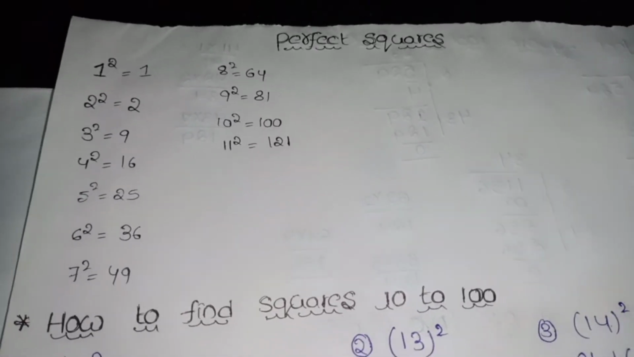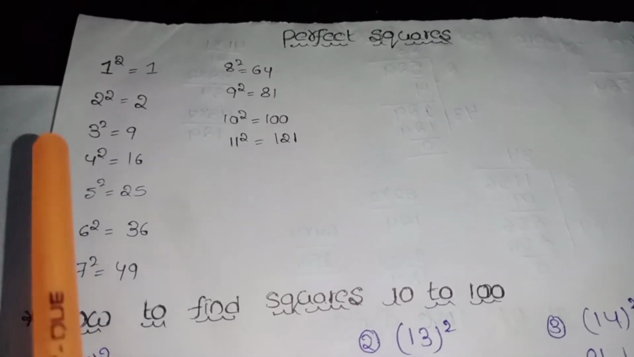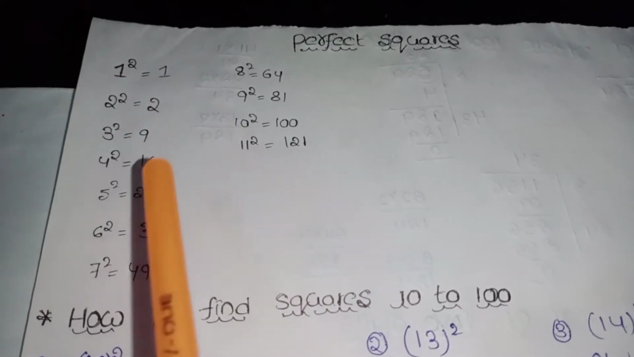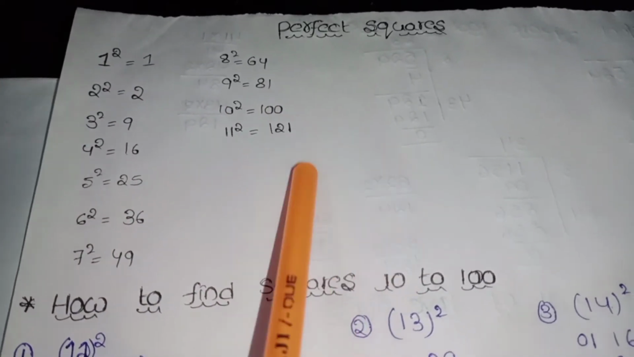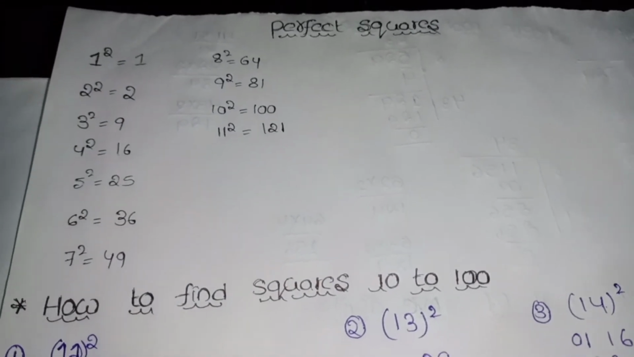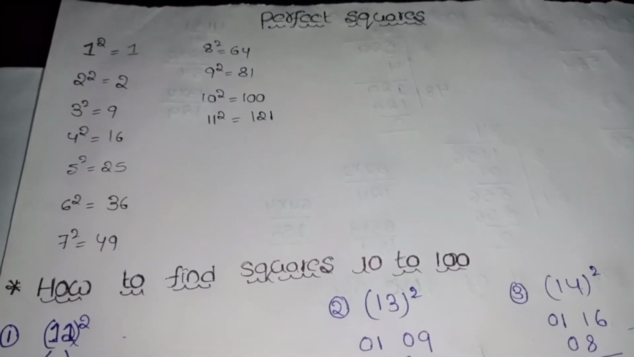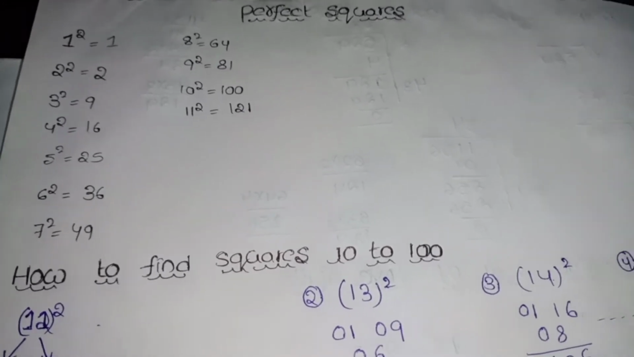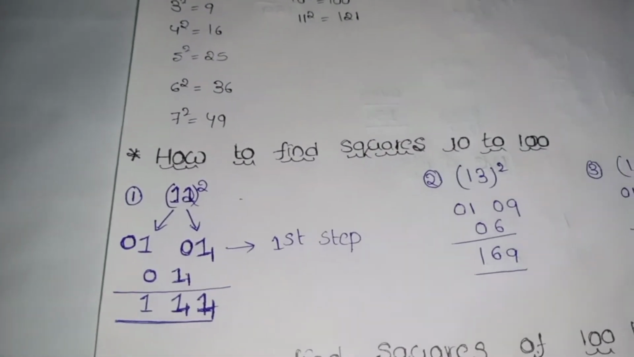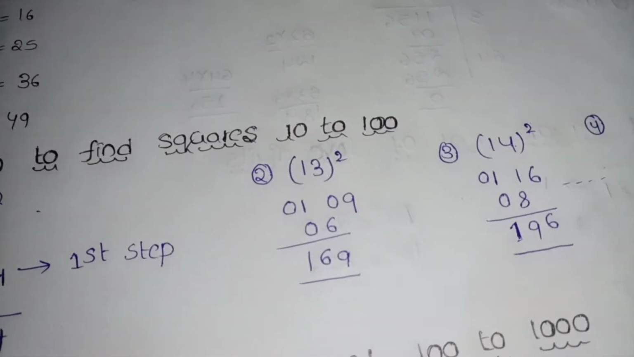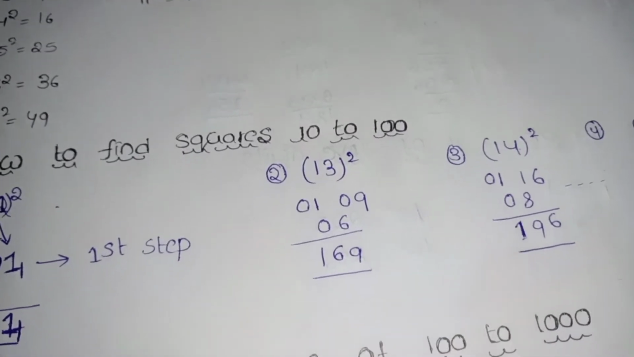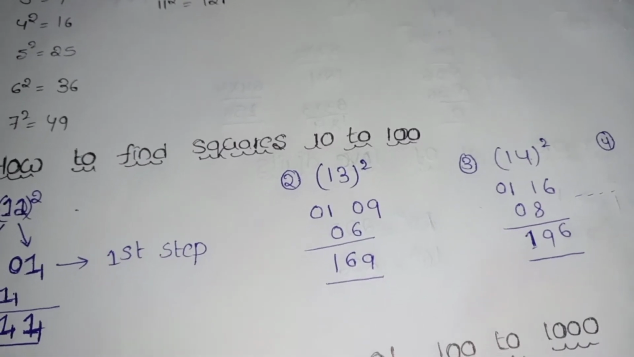Squares. First, we have to learn by heart the squares of 1 to 11. The remaining squares no need to learn by heart, because the remaining numbers have a logical trick. We will follow the trick, right? Now see how to find squares 1 to 100. 1 to 11 we know. Now we have to know how to find 11 to 100.